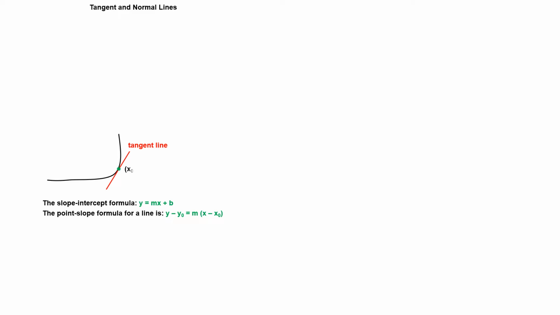There are certain things you must remember from basic algebra and geometry when solving for the equation of a tangent line. A tangent line is a line that locally touches a curve at one and only one point. The slope-intercept formula for a line is given as follows, where m is the slope of the line and b is the y-intercept. The point-slope formula for a line is given as follows. This formula uses a point on the line and the slope of the line, denoted by m, to calculate the slope-intercept formula for the line.